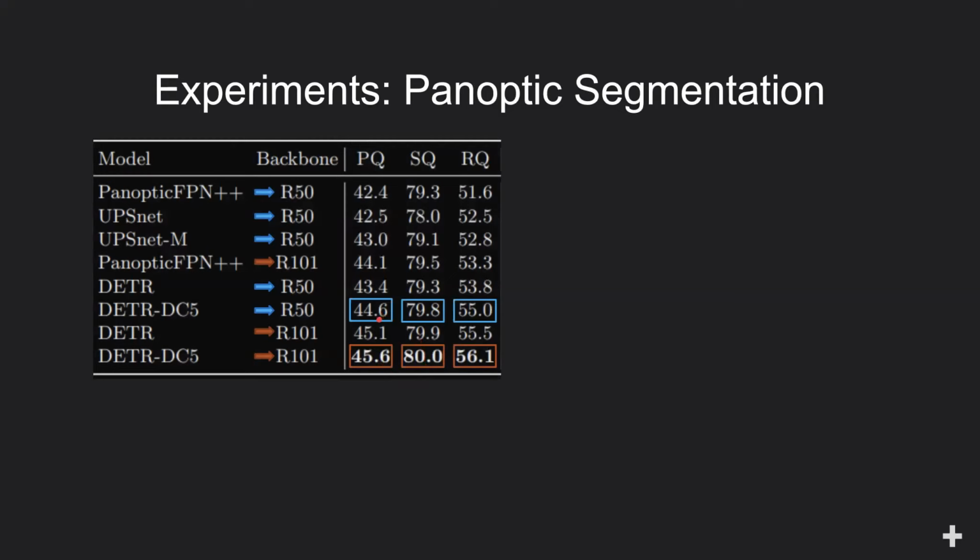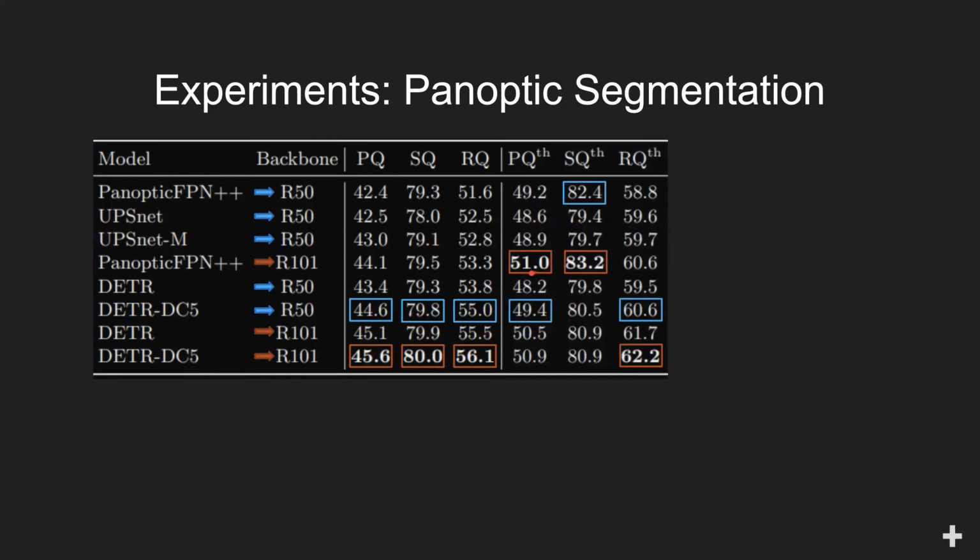And in this table, we can see how the DC5 DETR models are dominating in panoptic segmentation. They're getting the high scores, but DETR struggles the most with the segmentation of things and objects. This is probably because it also struggles with detecting small objects. So we can see that it's no longer getting the high scores. Instead, this Panoptic FPN++ is getting the best scores on these things panoptic qualities.